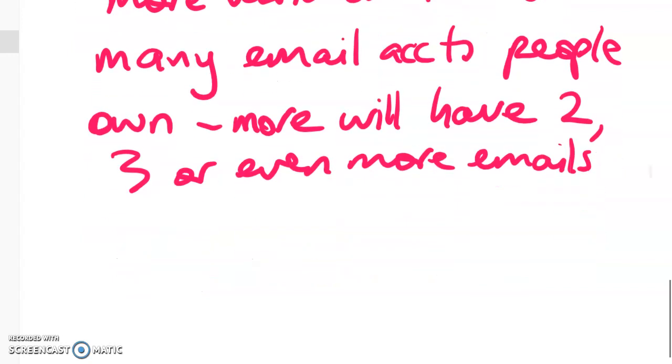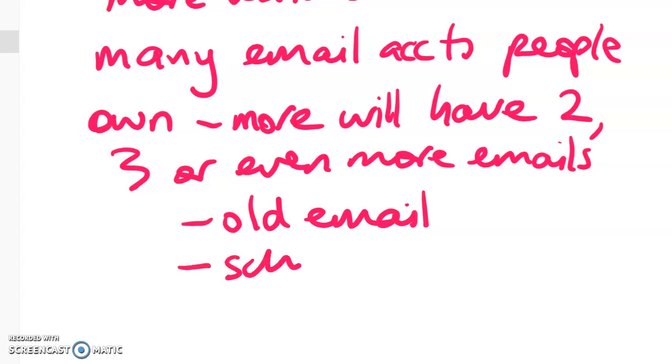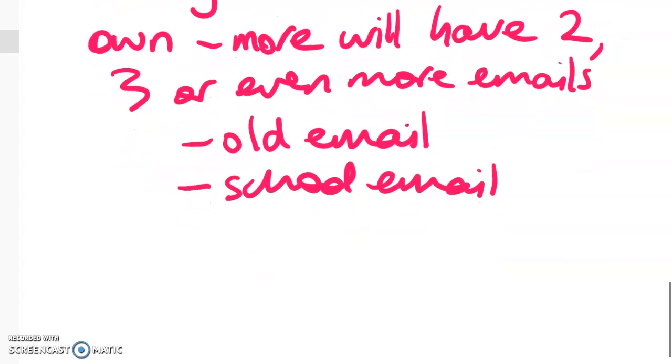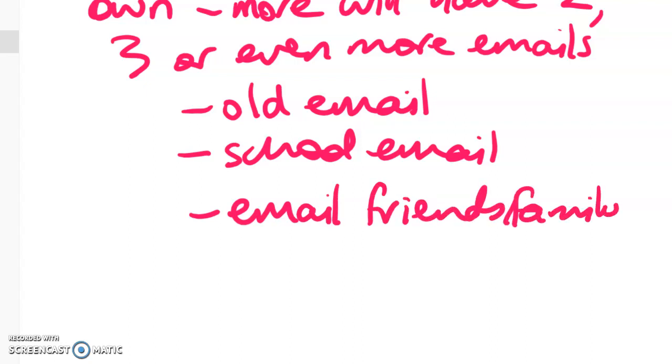So why would that be? Well, they might have a really old email account. They might have a school email account. They might have an email that they use with their real life friends and family. And then they might have an email account for work, since that school one could be work. And they might have one for a sports club or a music group that they run.